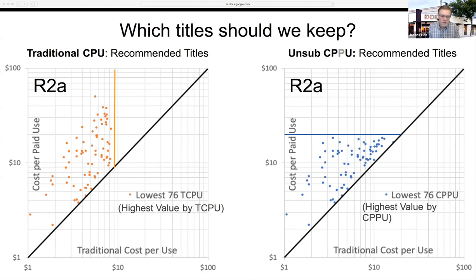On the left, the orange dots represent a set of 76 titles that a library might keep solely based on ranking by traditional cost per use. Here, it's those journals with a traditional cost per use under $9. We can compare that to the set of 76 journals that have the highest value in Unsub, here shown on the right in blue, and that is those with a cost per paid use under $11.